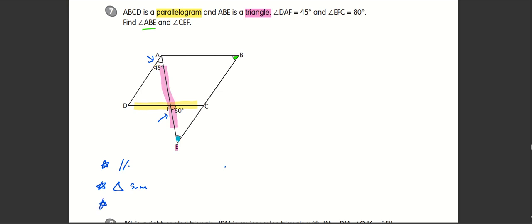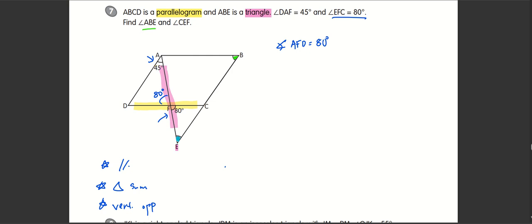That is the vertically opposite angles. That's right. Vertically opposite angles are equal. So with the known angle EFC being 80 degrees, that gives me the first clue: angle AFD is equal to 80 degrees as well, because of the vertically opposite angles formed by the X. You can see the pink and the yellow line.